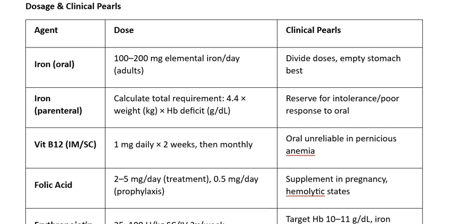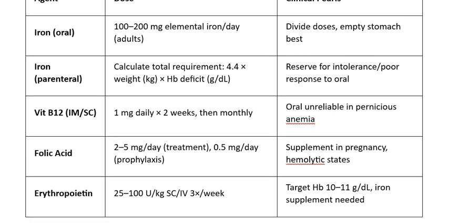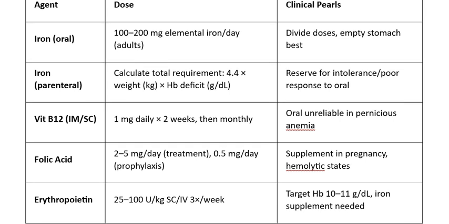Folic acid dosage. For treating an established deficiency, typically 1 to 5 milligrams per day is used. For preventing deficiency, like routinely during pregnancy or in patients with chronic hemolytic anemias, a lower dose around 0.4 or 0.5 milligrams per day is common, sometimes up to 1 milligram.